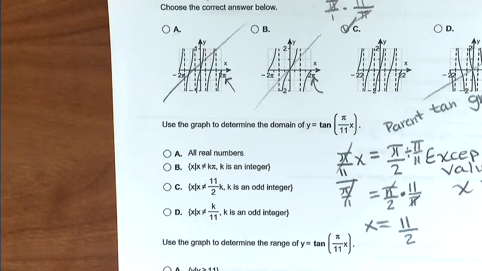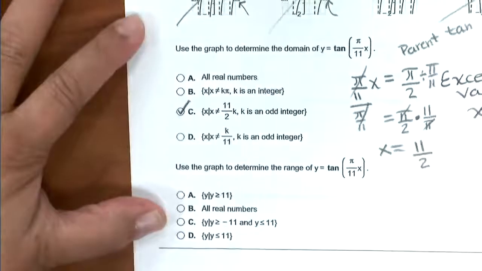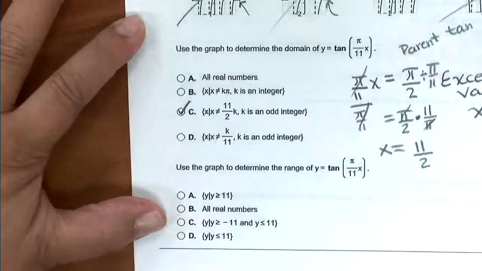So what's the only answer it could possibly be? Has to be C. This means multiples. When they put a k off to the side, that means multiples of 11 over 2. It's the only thing that you can't be equal to. In other words, those are where the asymptotes are.